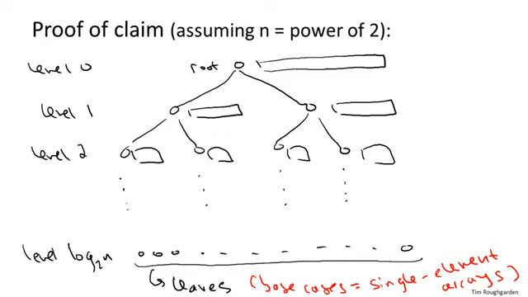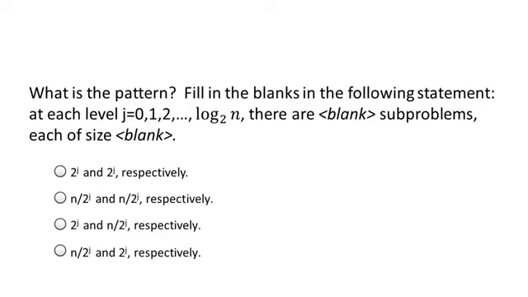So first of all, the first question is, at a given level j of this recursion, exactly how many distinct subproblems are there as a function of the level j? That's the first question. The second question is, for each of those distinct subproblems at level j, what is the input size? So what is the size of the array which is passed to a subproblem residing at level j of this recursion tree?